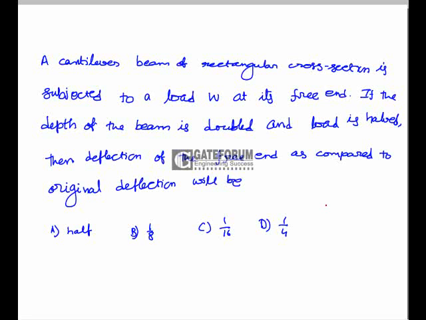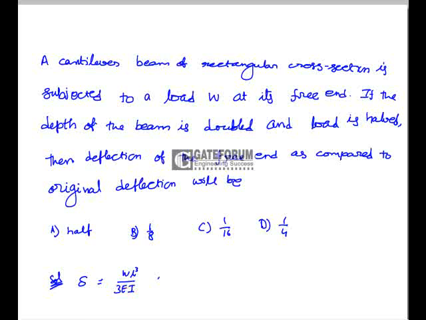A cantilever beam of rectangular cross section is subjected to a load W at its free end. If the depth of the beam is doubled and the load is halved, then the deflection of the free end as compared to the original deflection will be? Here, when a cantilever beam is subjected to a concentrated load at the free end, then the deflection at the free end is given by WL³ by 3EI.